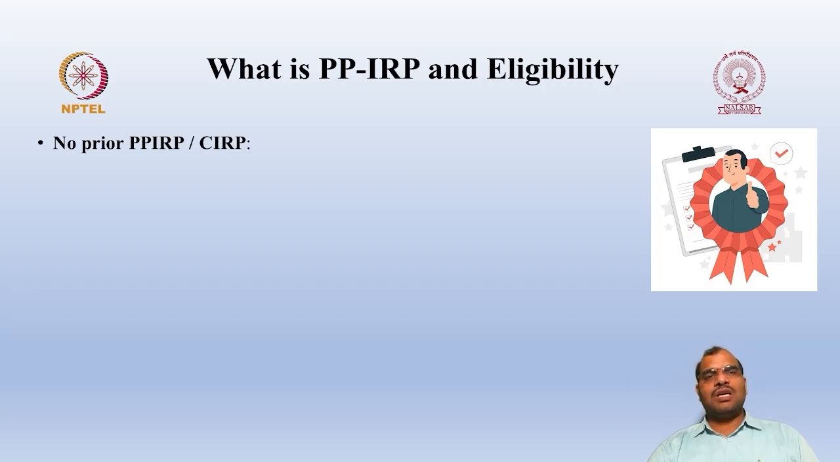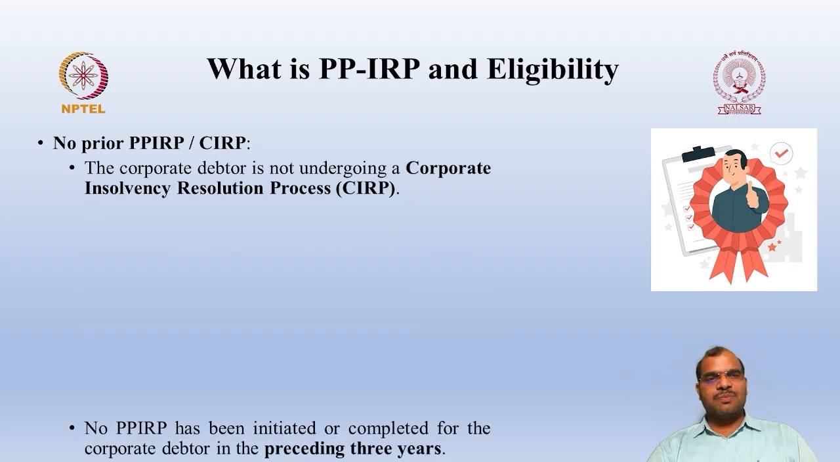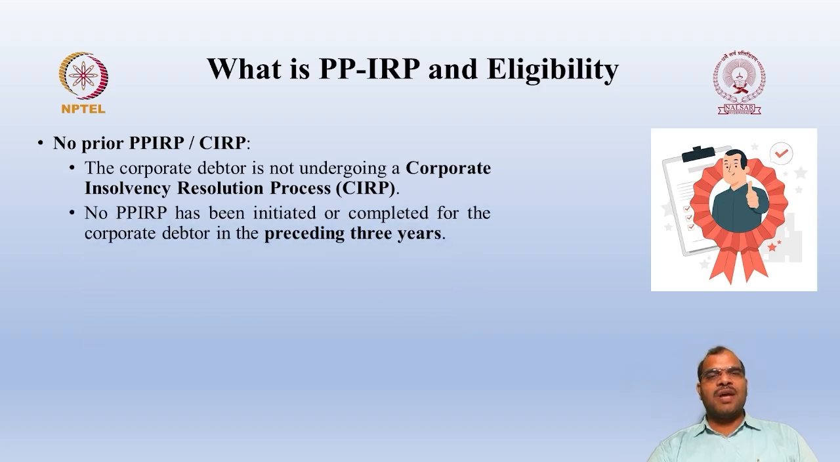There should not have been any PP-IRP or CIRP formerly. If any corporate debtor has already undergone PP-IRP or CIRP previously, then you cannot go for PP-IRP a second time. No PP-IRP should have been initiated or completed for the corporate debtor in the preceding 3 years. So the limitation is 3 years.